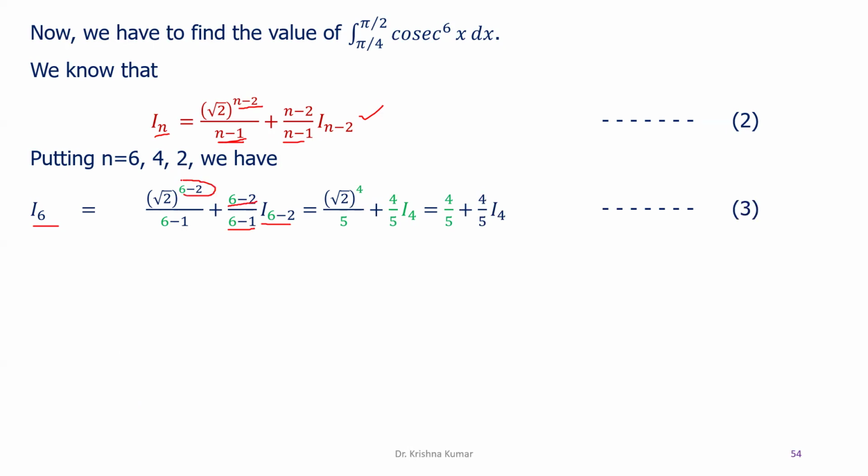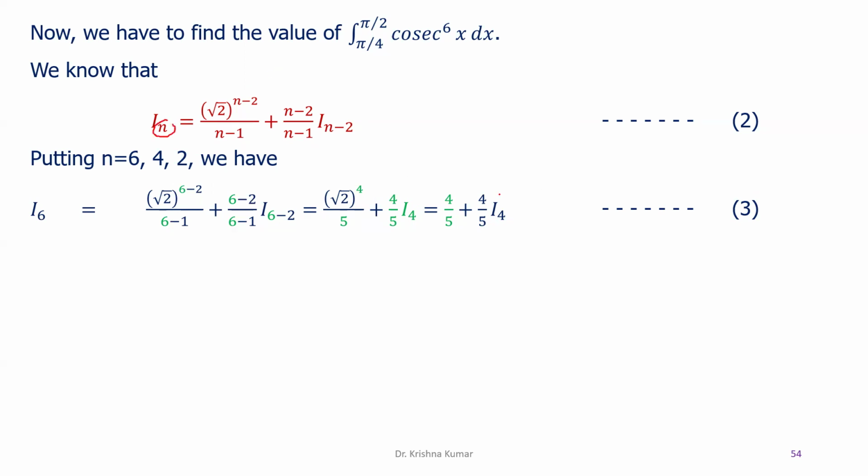So this 6 minus 2 is nothing but 4. So (root 2)^4 upon 5 plus 4 upon 5 into I4. And (root 2)^4 is root 2 into root 2 into root 2 into root 2. So root 2 into root 2 is 2, and again root 2 into root 2 is 2. So 2 into 2 is 4. So this gives us 4 by 5 plus 4 by 5 I4. Let us give it equation number 3. So this is the value of I6 when we put n equal to 6.